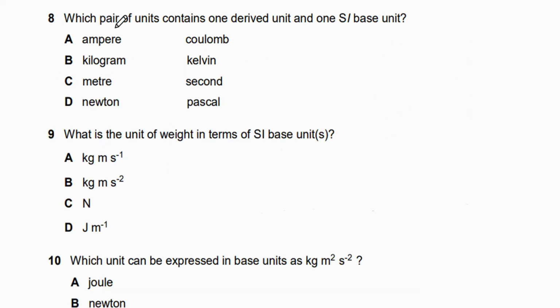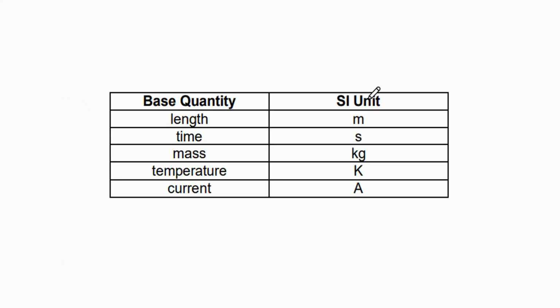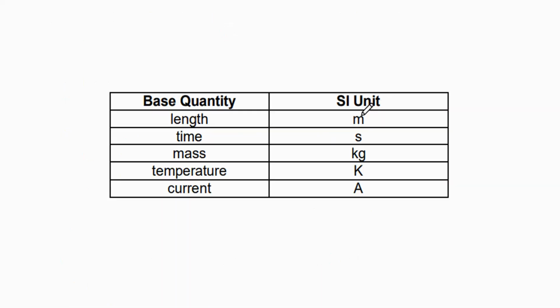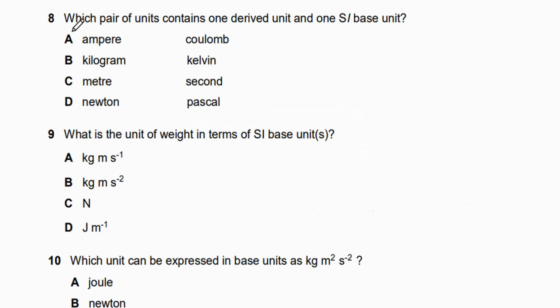In number 8, it says which pair of units contains one derived unit and one SI base unit. In A, we have amperes and coulombs. We know that the ampere is an SI base unit because it does appear in this table that you need to memorize. The coulomb is a derived unit. It doesn't appear in this table as an SI base unit. So clearly the answer then is A.